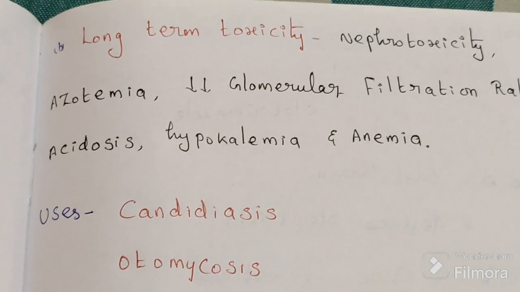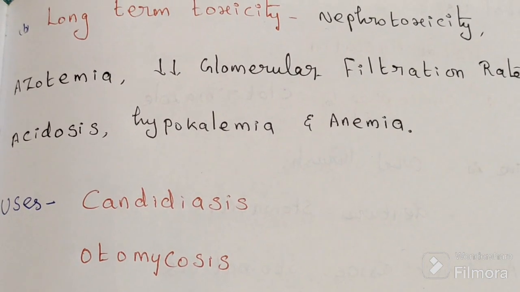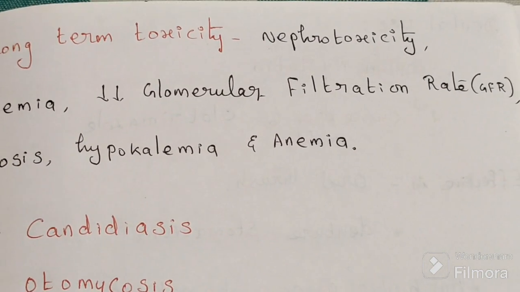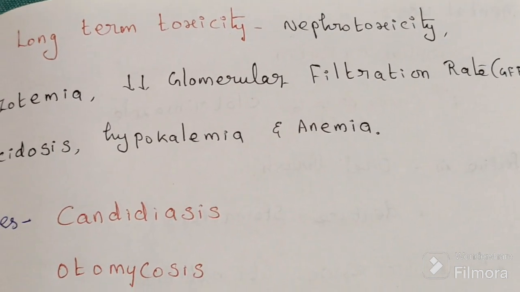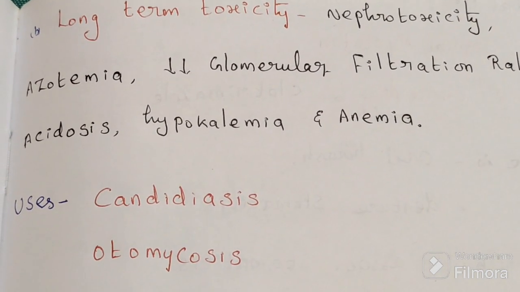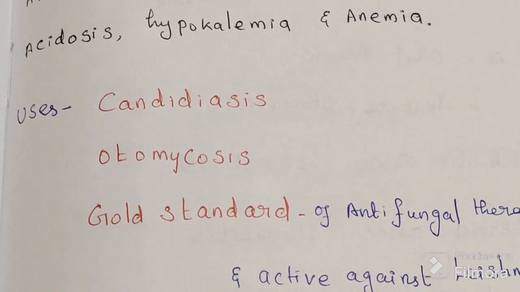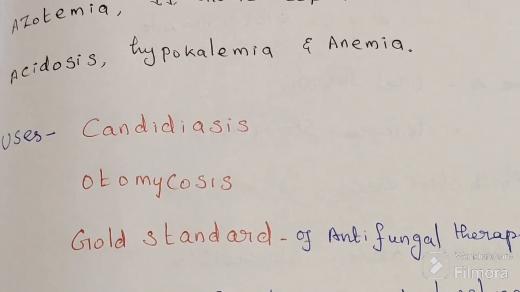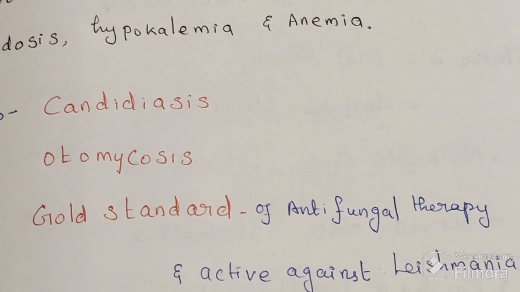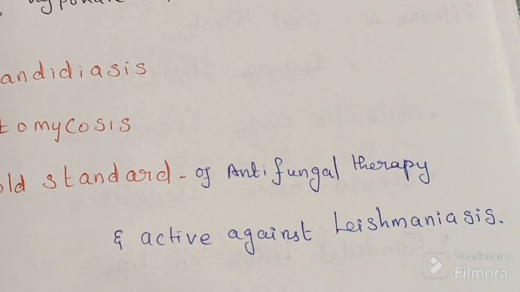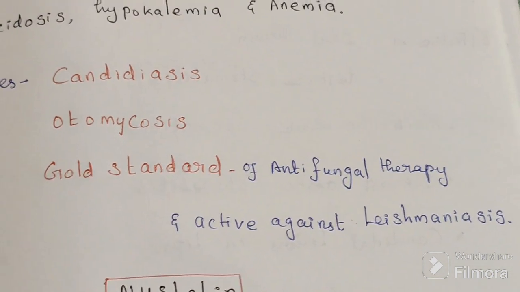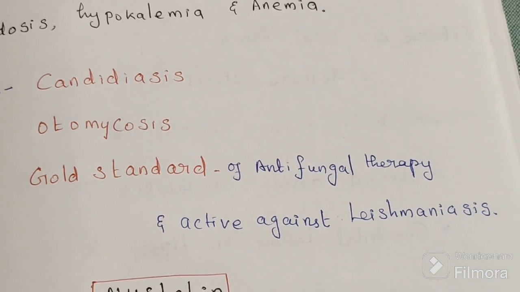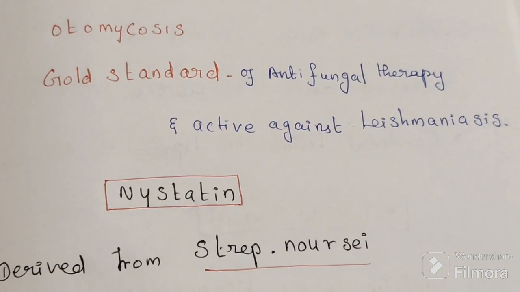So long term toxicity: nephrotoxicity, azotemia, decreasing glomerular filtration rate, then acidosis, hypokalemia, and anemia. Then uses: we can treat candidiasis and otomycosis. It is the gold standard for antifungal therapy and also active against leishmaniasis. So for treatment purposes: candidiasis, otomycosis, leishmaniasis we can use.